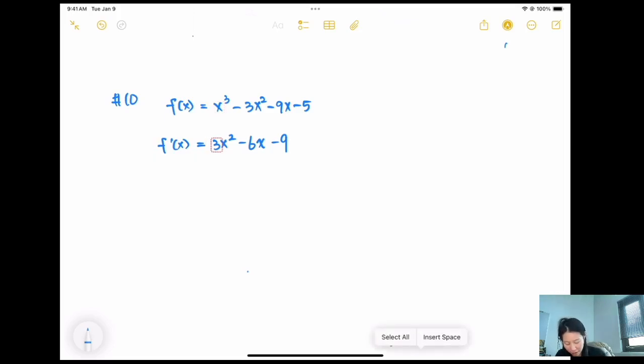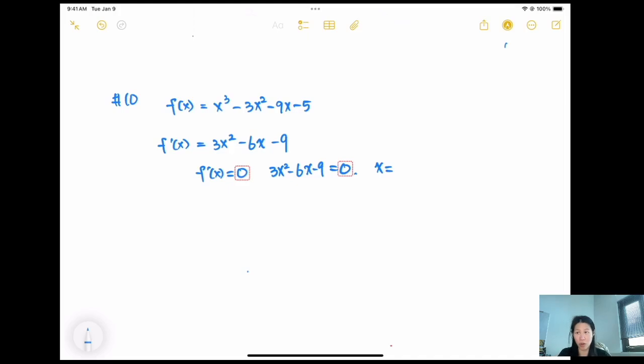From the first derivative, we can find the extreme points, or the critical points, by setting the first derivative equal to 0. Then I have 3x squared minus 6x minus 9 equals 0. So I solve it using the quadratic formula: x equals 3 or x equals -1. Now, the second derivative will help us identify whether these critical points are a local maximum or local minimum. So I have 6x minus 6.